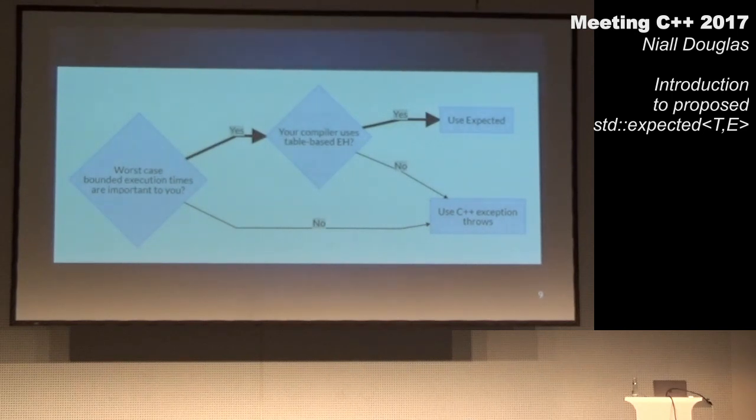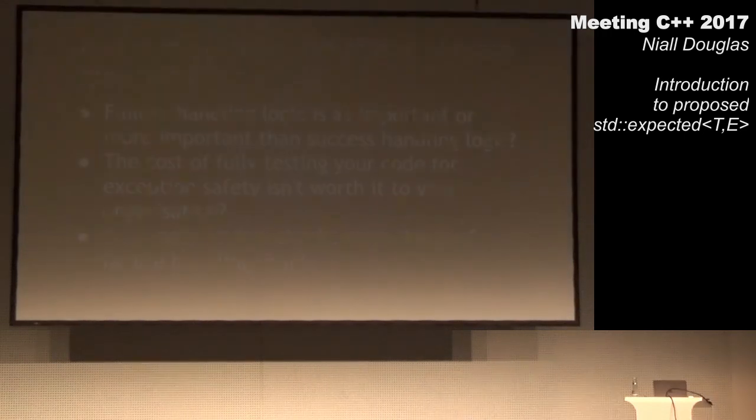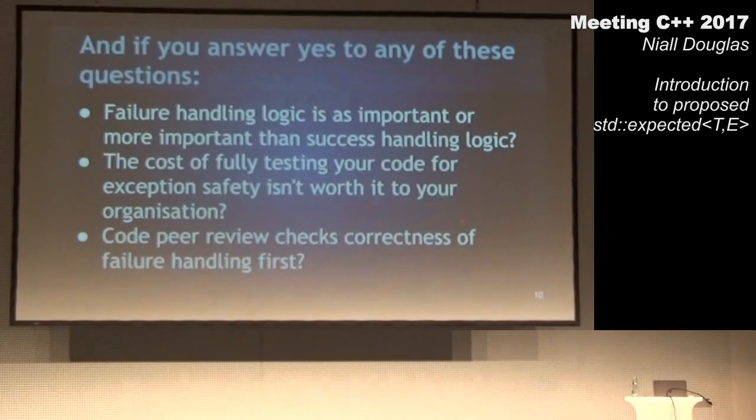On the other hand, if you run any of the other major compilers on x64, you are now using a table-based system. So if you are, then you might want to consider using expected. Otherwise, C++ exception throws. Finally, if your answer to any of these questions is yes, then you might want to think about expected. If you're answering no to all of these questions, you probably don't need it and don't want it.